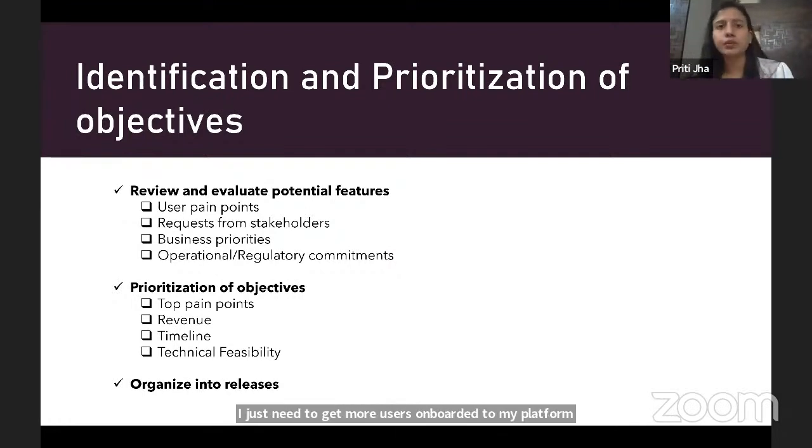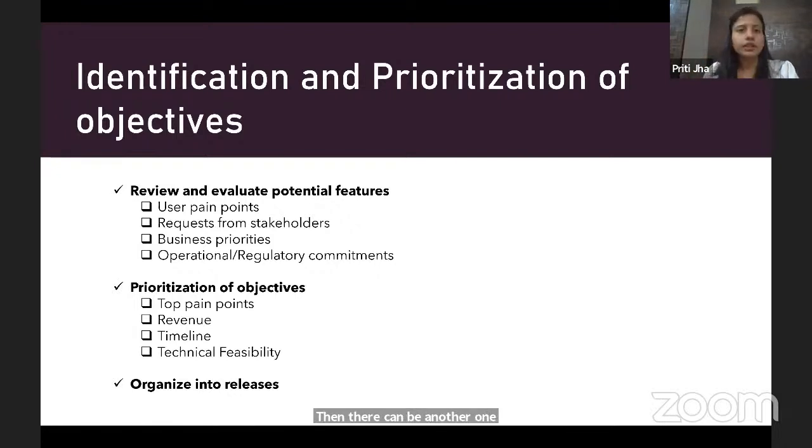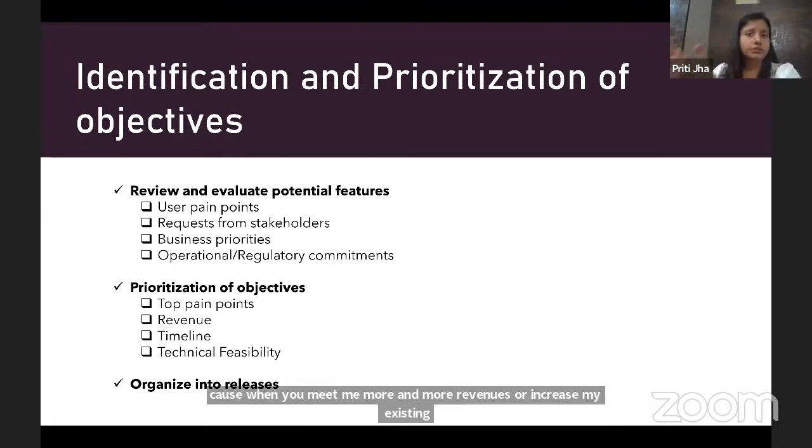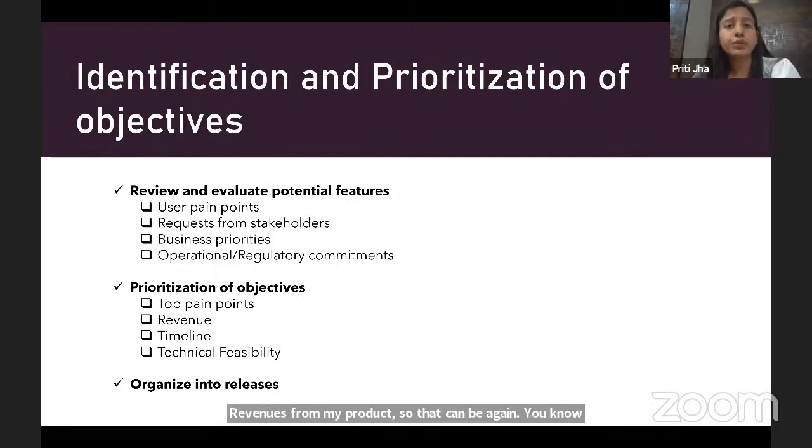Then there can be another one wherein, let's say, my product is in a matured state, and I now want to focus on monetization of my product, and how I can make more and more revenues, or increase my existing revenues from my product. So that can be, again, the kind of business priorities that you can have: growth, monetization, activation, all those sorts.